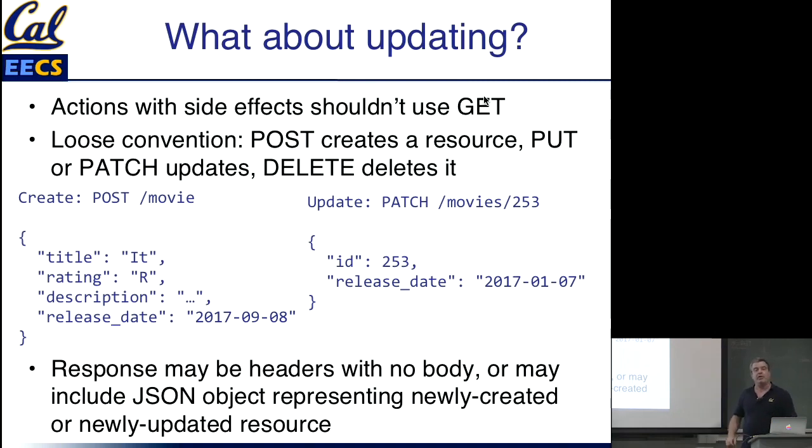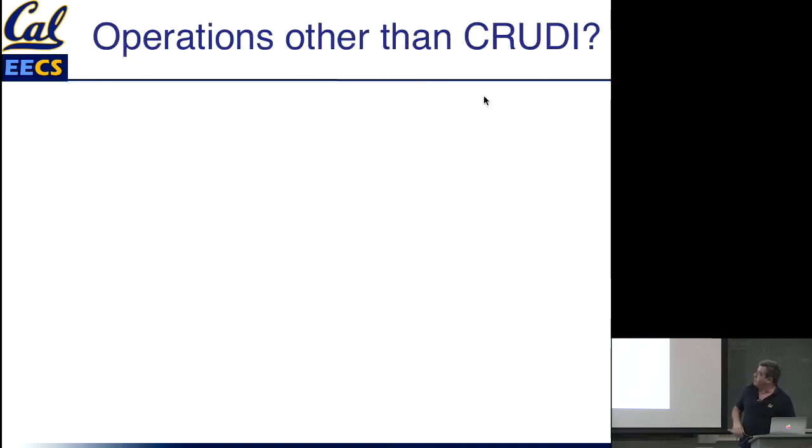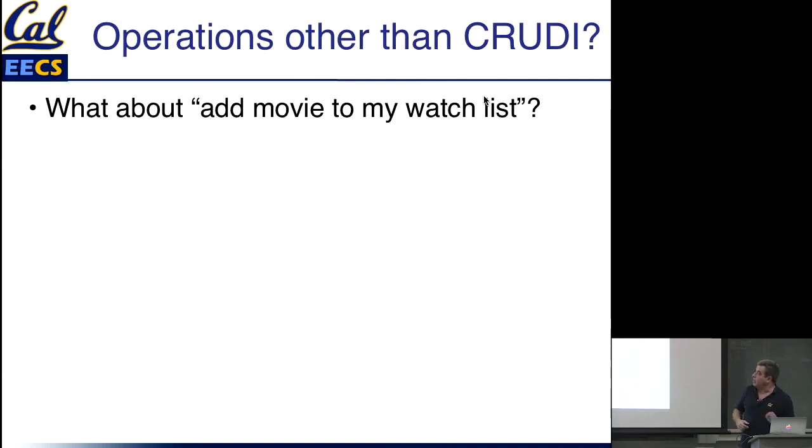OK, what about operations other than these basic ones, which is create, read, update, delete, index, which is list the collection? Going back to the movie database as our example, what about this operation? Suppose we want to define a route for add a movie to my watch list. Anybody want to suggest, take a crack at this? Where does that fit into our scheme of the world with CRUDI?